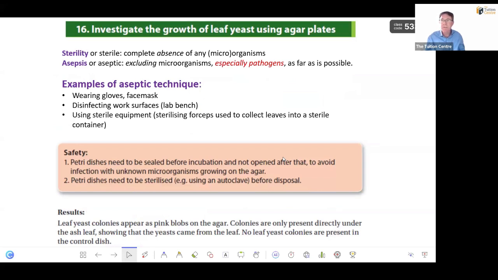Trying as far as possible to exclude microorganisms, especially pathogens. They need you to say the especially pathogens bit for some reason, from your petri dishes. So what you do: wear gloves, disinfect your workbench, face mask, use sterile forceps, all that stuff. That's all part of aseptic technique.